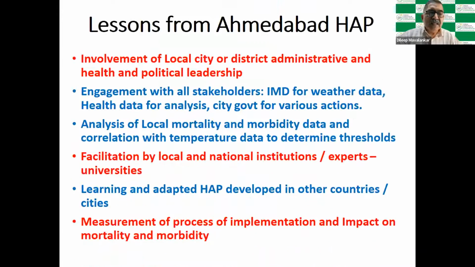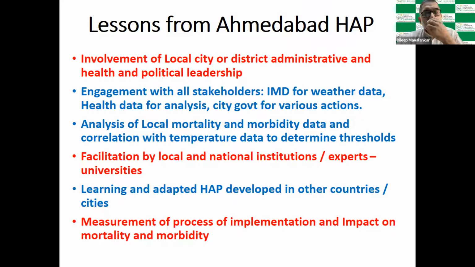The key lessons from Ahmedabad: first of all, involve local city authorities or district administration with the health as well as the political leadership. What we did was each time we launched a heat action plan in the summer, we got the mayor and the commissioner to launch the plan. So they had fully understood and were behind this.